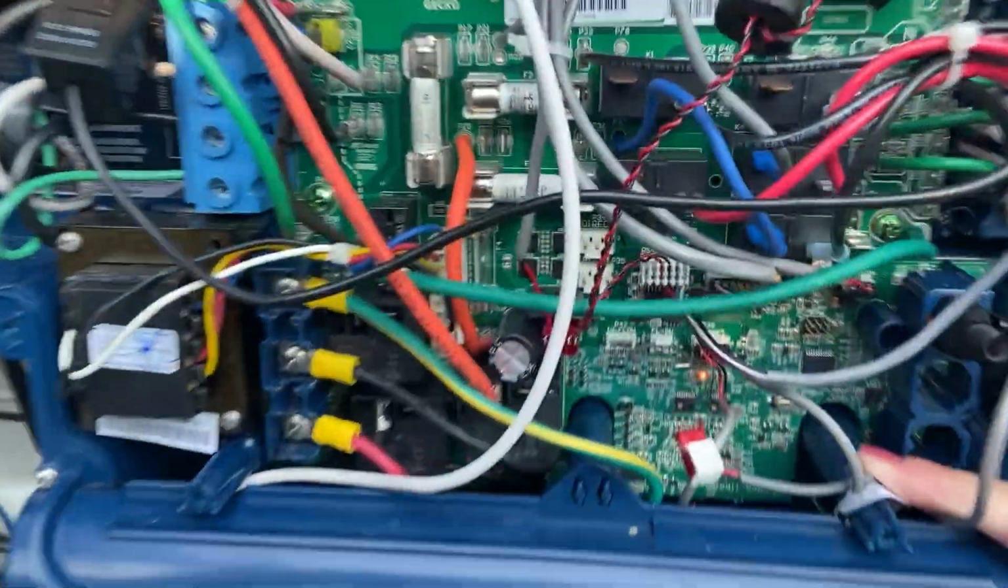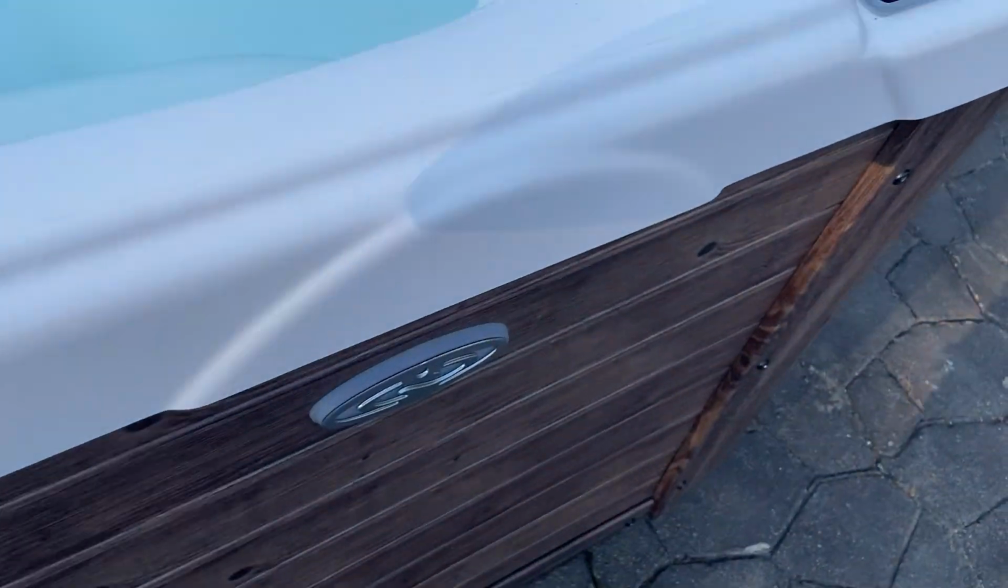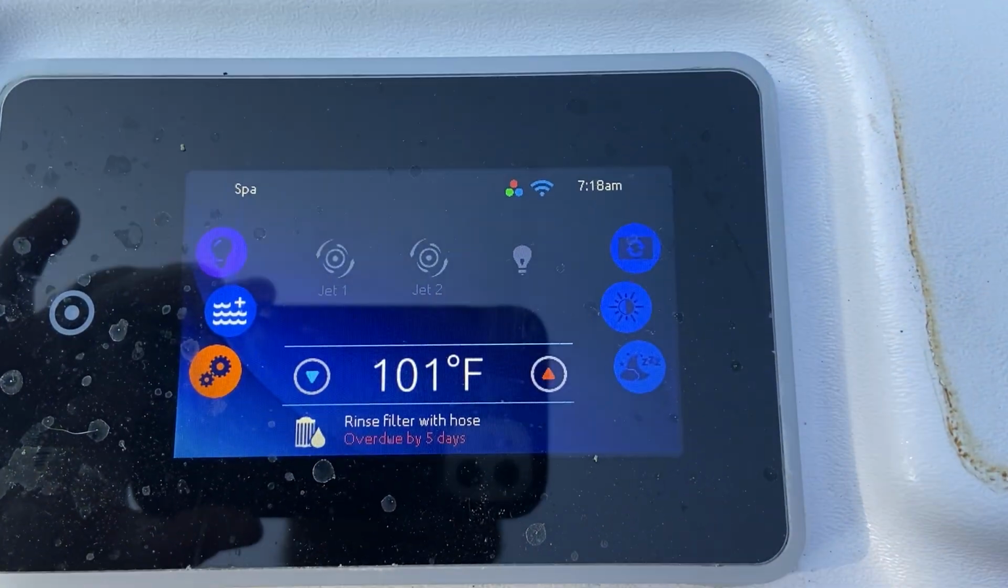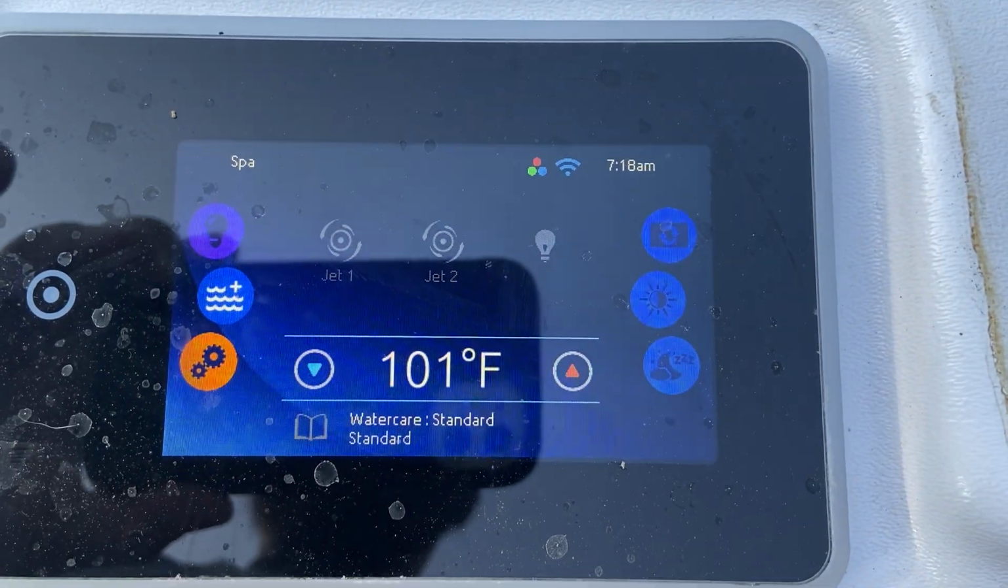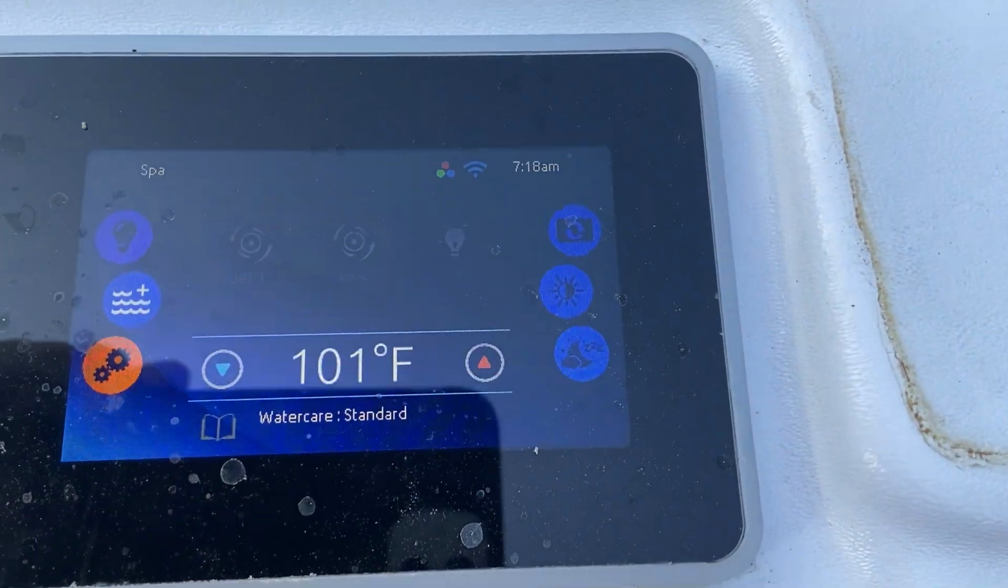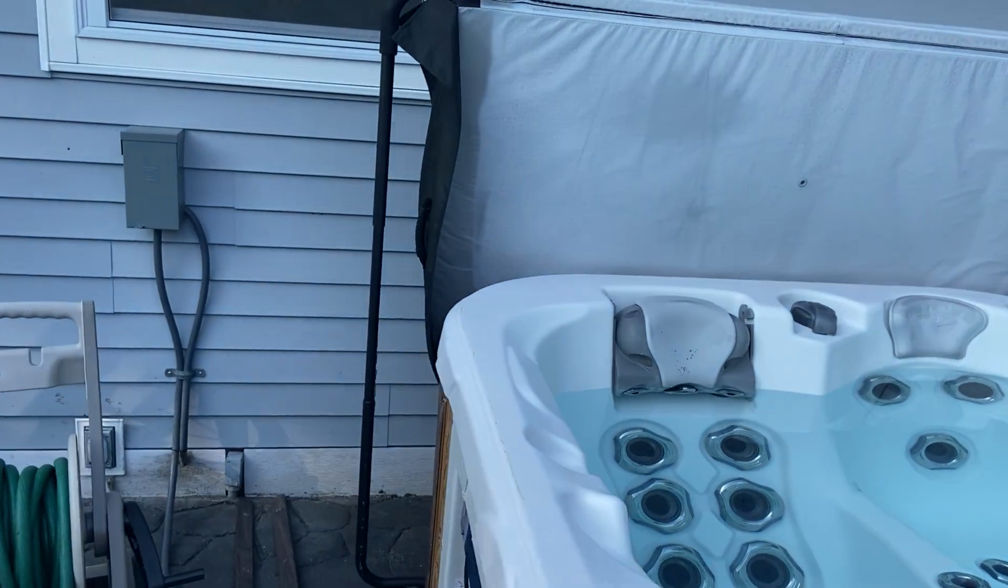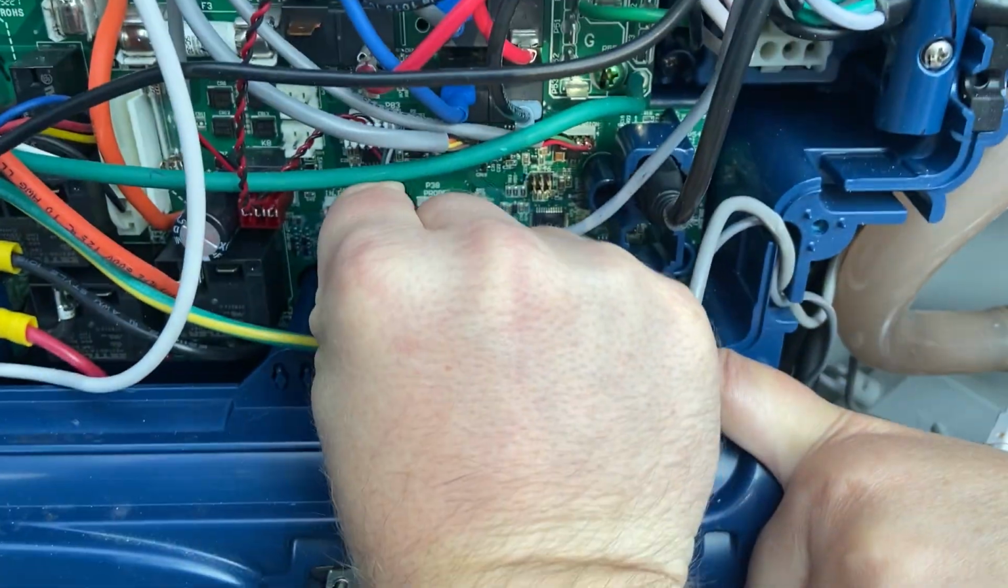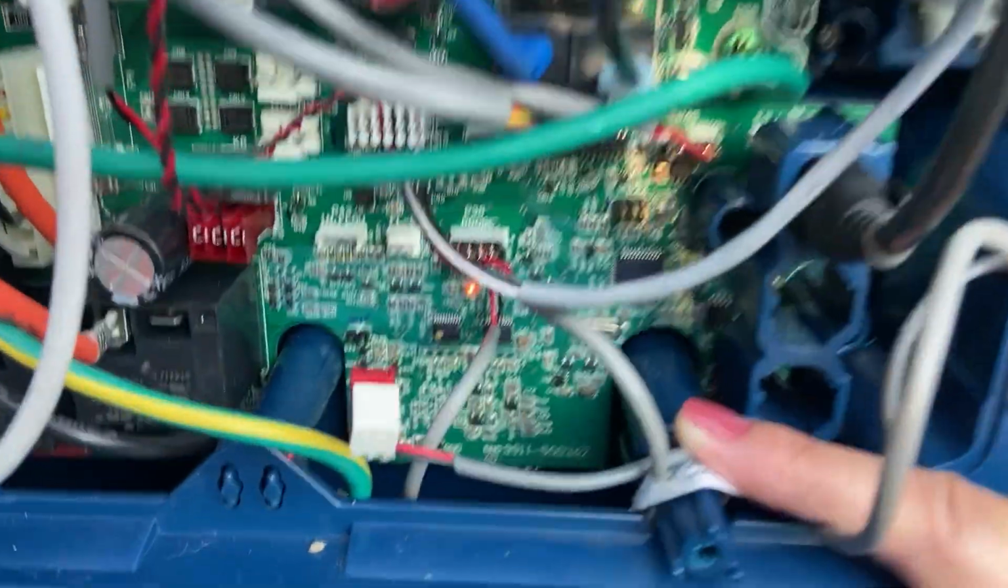So now our error message should have gone away. We'll see. And it has. Again, it tells me to rinse the filter, but the error message has gone away. Go back here. Unplug this. Took that out. Flow switch not plugged in.